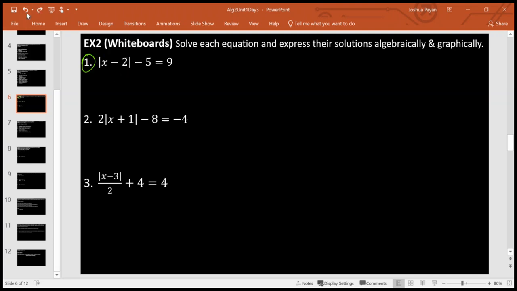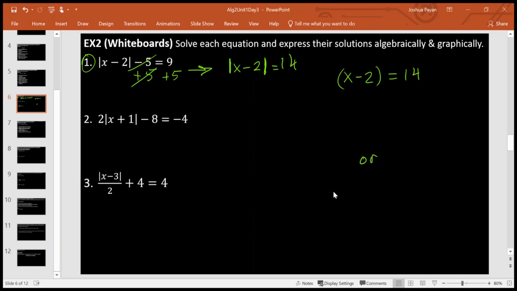So what we're going to want to do is add 5 to both sides, right, to get rid of this minus 5. Come over here where I have more room. Okay, and once we have this, we branch out into two possibilities for what x can be, right? So we're going to end up with either x minus 2 equals 14 or negative (x minus 2) is equal to 14.